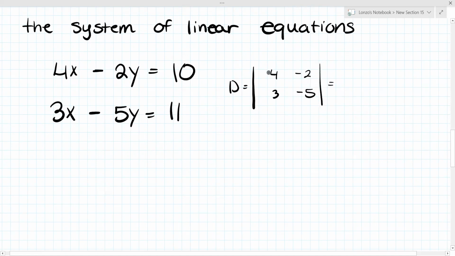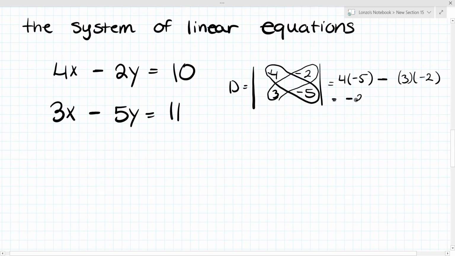According to the rule of a 2 by 2 matrix, you're going to multiply 4 by -5 minus the product of these two numbers, 3 and -2. If you multiply those out, you get 4 times -5, which is -20, minus 3 times -2, which is -6. When you have two negatives, it becomes a positive. So that's -20 plus 6, which is, let me find my calculator, found it.